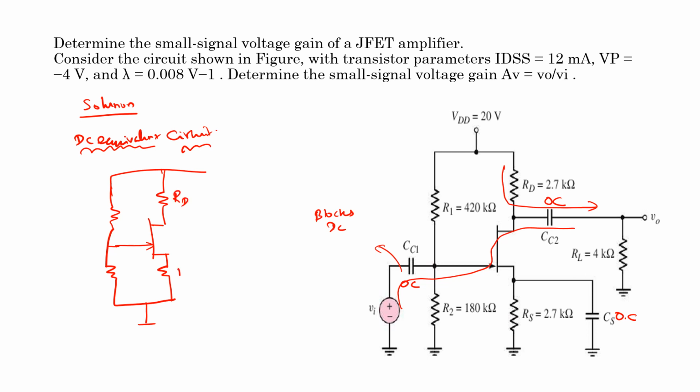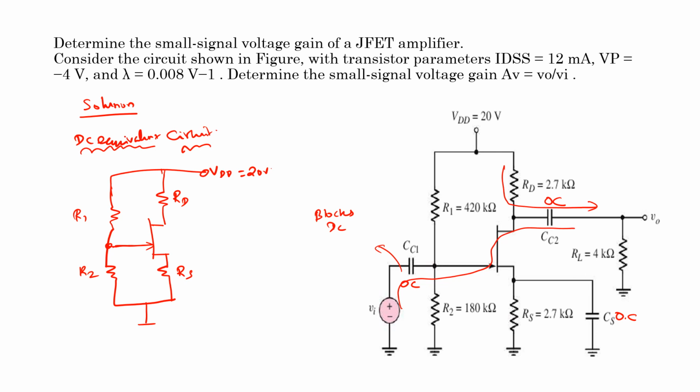RD, RS, R1, R2, and VDD, which is equal to 20 volts. So this circuit is called the DC equivalent circuit. It contains only DC. The DC analysis is meant for obtaining the Q points, which are IDQ and VDSQ.